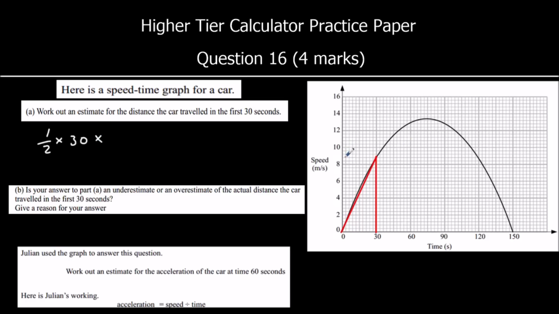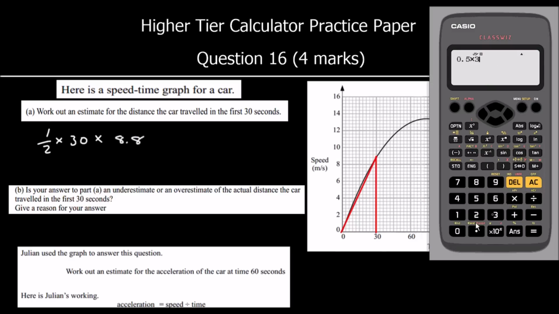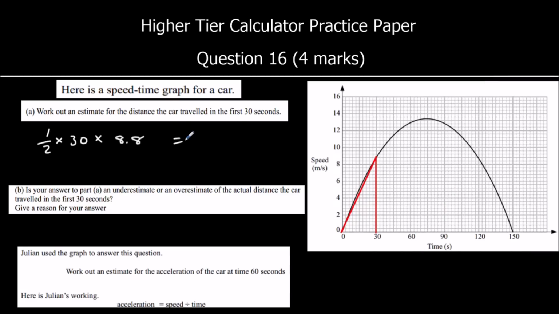There's 5 little boxes between 8 and 10, so each one is 0.4. So this must be 8.8, so 8.8 tall. So half times 30 times 8.8, and that's 132. So 132 meters. Is your answer to part A an underestimate or an overestimate of the actual distance?